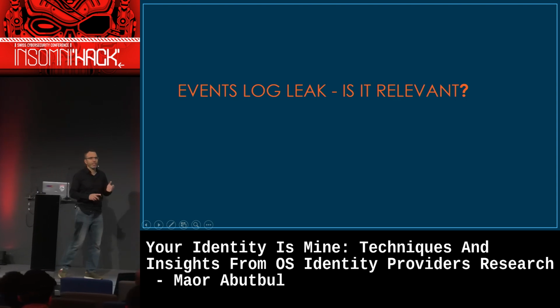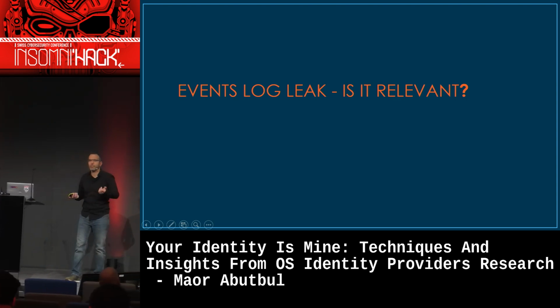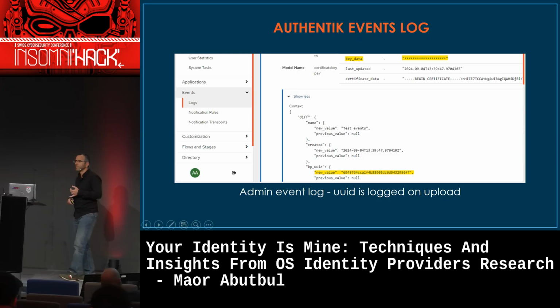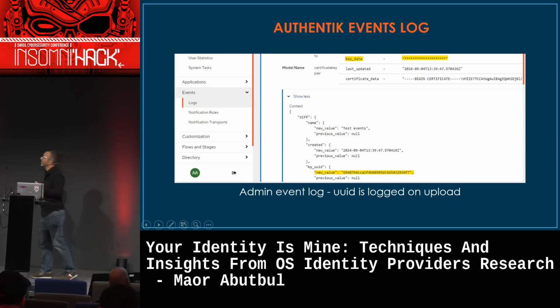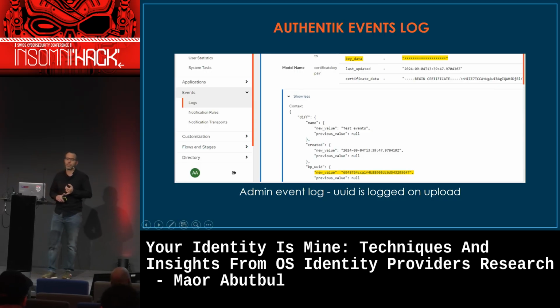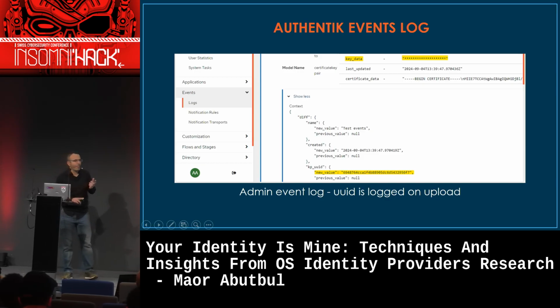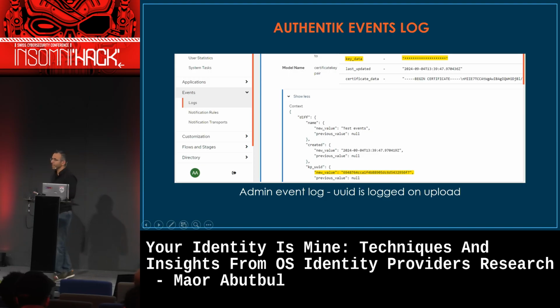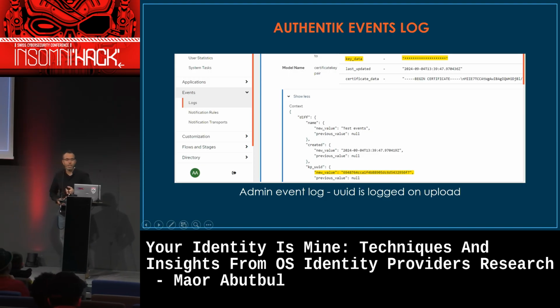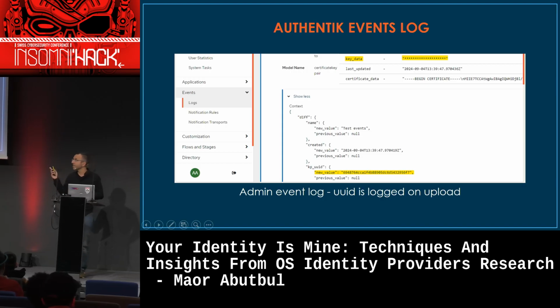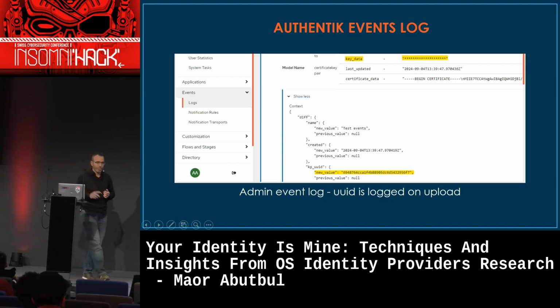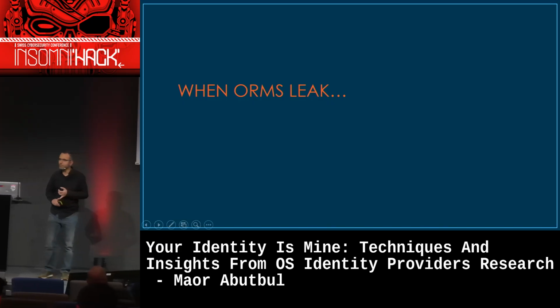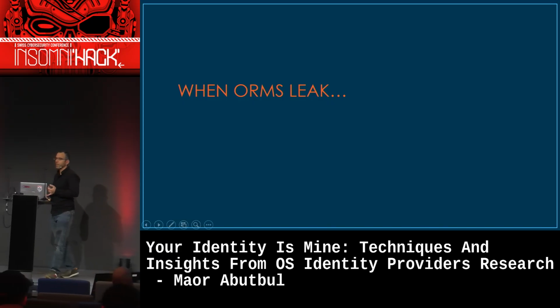Okay, so we have an event log leak. Is it relevant for us? While inspecting the events log, we found the following entry. When admin uploads the certificates, the certificate UUID gets logged in the event log. Notice that the key data is masked here. We can't leak it from here. Let's try to exploit the ORM leak.